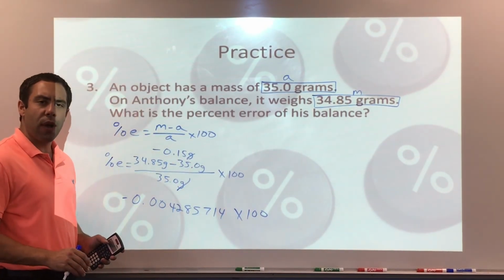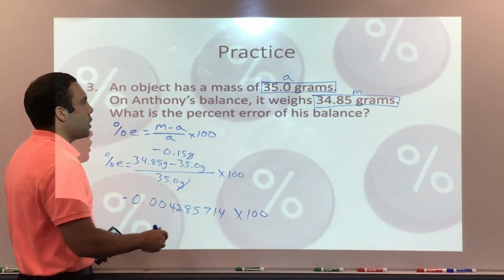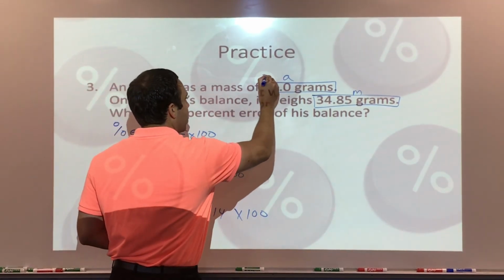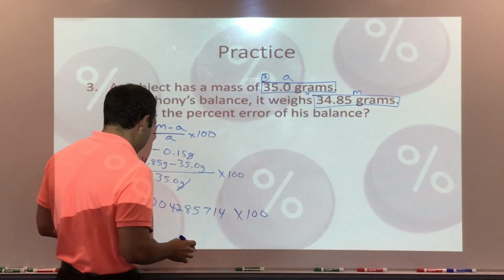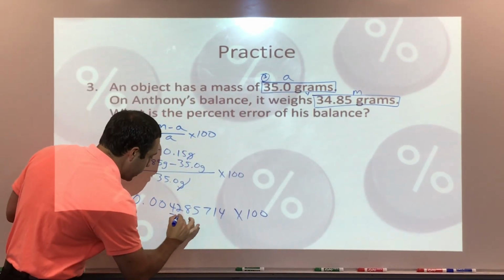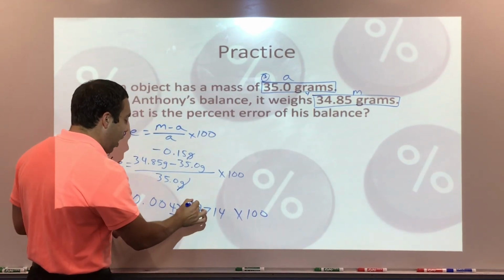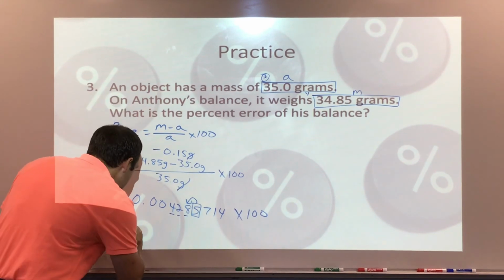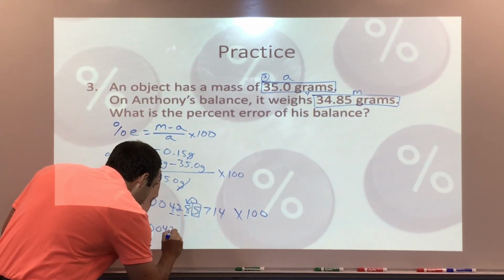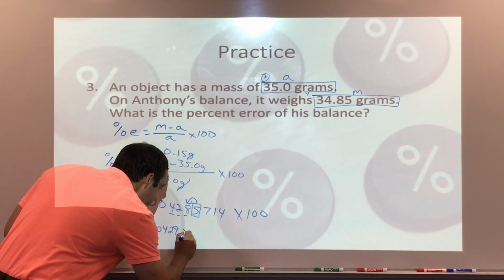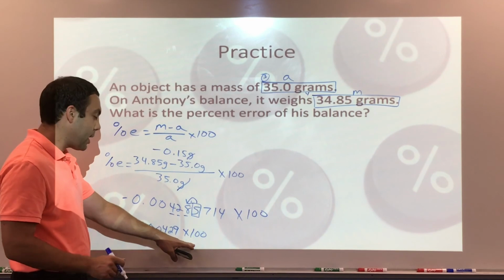Before we go any further, I would do significant figures now to make life a little bit easier. So I have 35.0 has 3 significant figures. 34.85 has 4, so the least number is 3. Go to the first significant figure, 1, 2, 3. 5. 5 and above, we round up. So we're left with negative 0.00429 times 100, times 10 to the second.